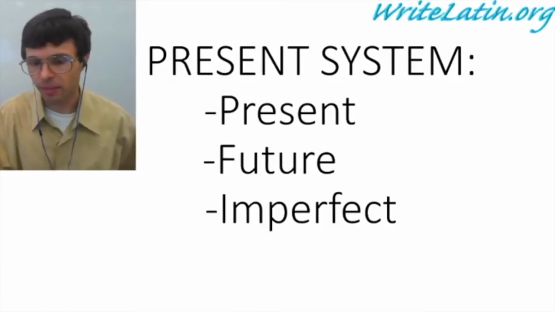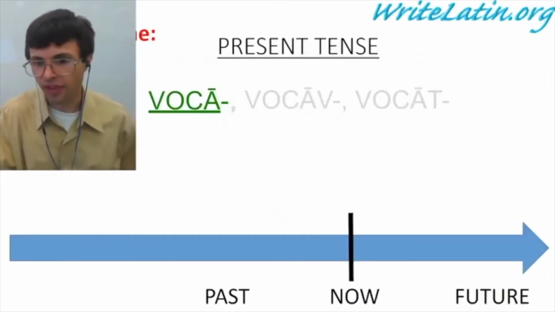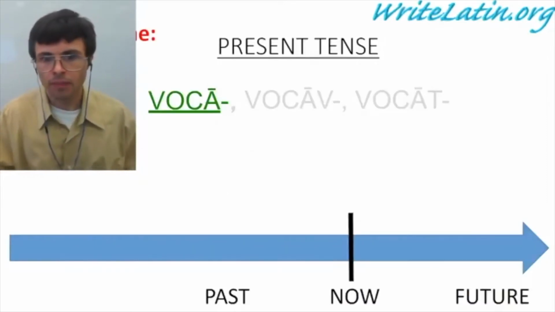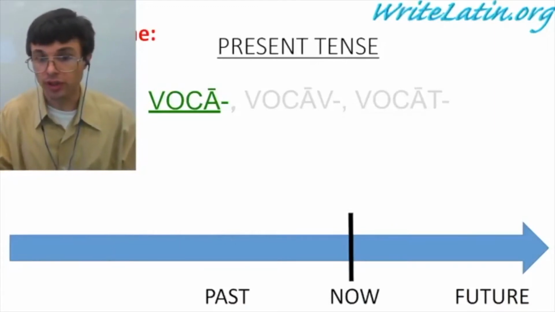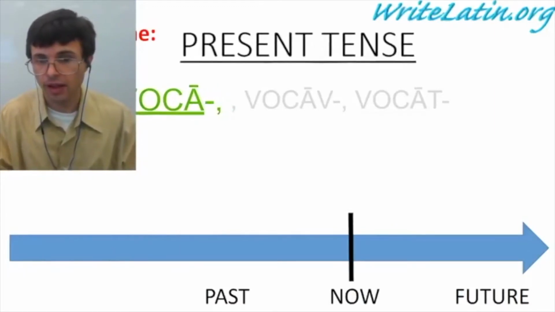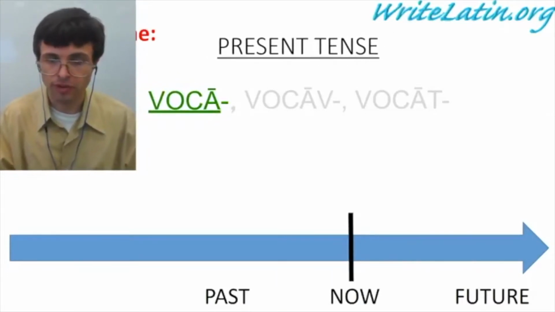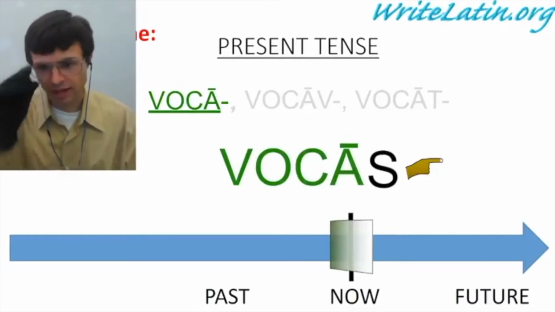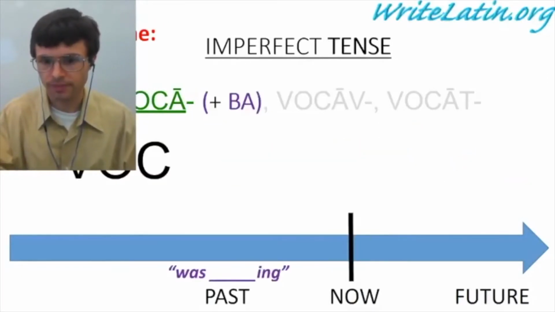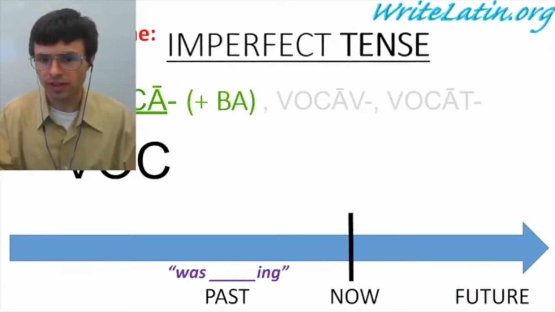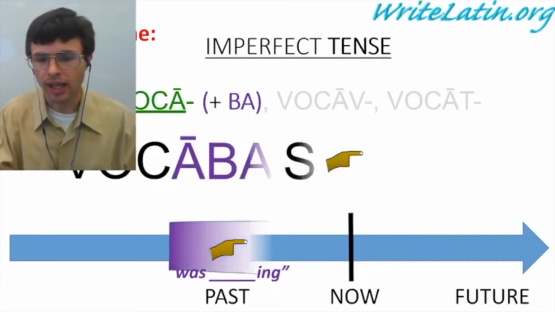Again, the present system, which derives from the present stem, encompasses these three tenses. So a brief review. Remember, in present tense, we learned how to get the present stem: A verbs, long A, long E verbs, third conjugation verbs, short I, and long I verbs. And then we tacked on an ending onto the end of it, like that. In the imperfect tense, we did the same thing, but we inserted ABA or EBA in between.